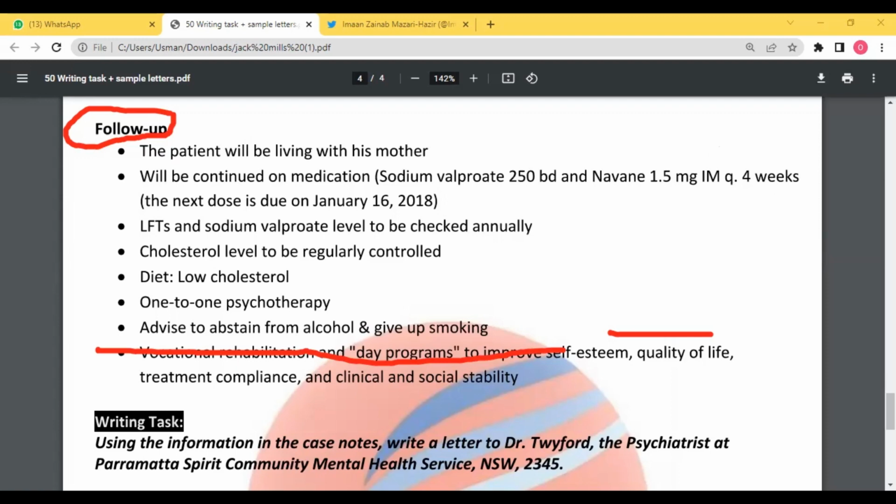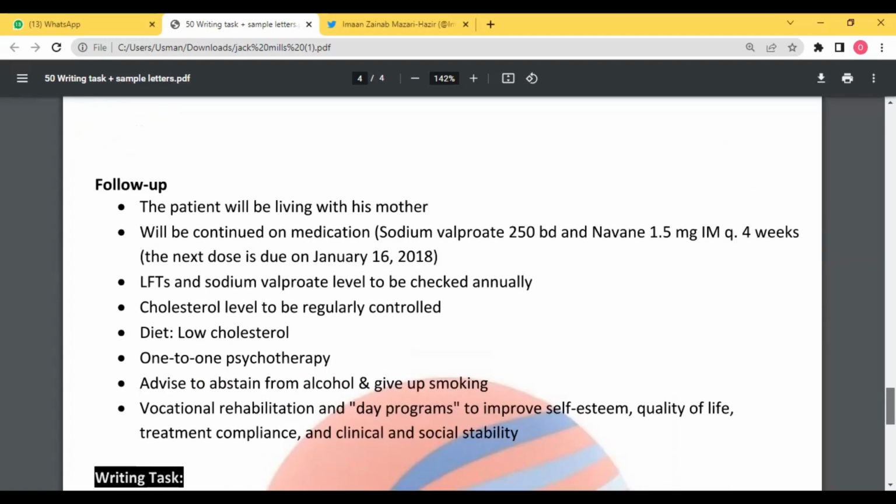Okay, let's see if it's a primary or not. We'll discuss that. He's at community services, okay, that's what you're saying. He was admitted for aggravated symptoms, fine. So whatever the case is, we can see that he's at community services. Even in the follow-up, there are some instructions regarding the medicine, right? But the most important points are the one-to-one psychotherapy, alcohol and smoking cessation, a day program to improve self-esteem, and clinical and social stability, occupational rehabilitation, right? So everything written in this letter is important.